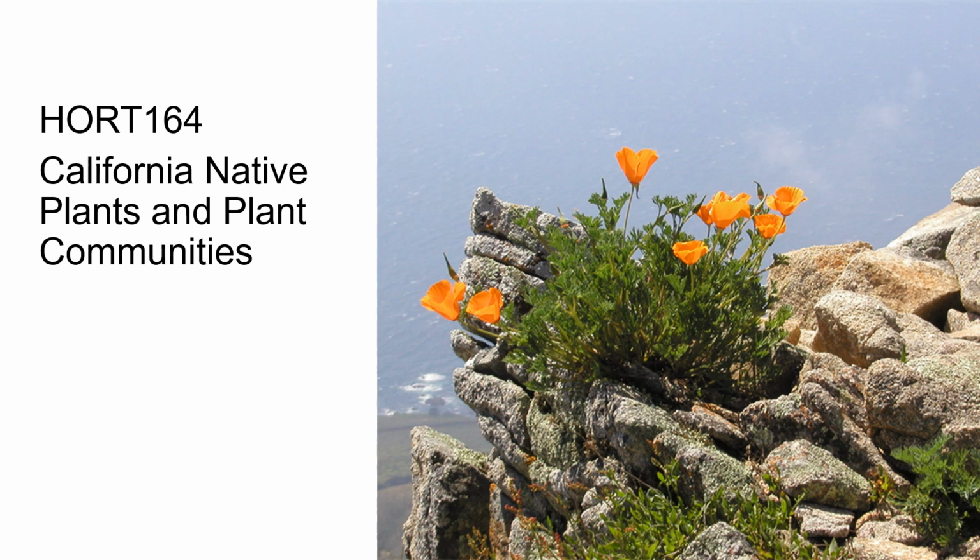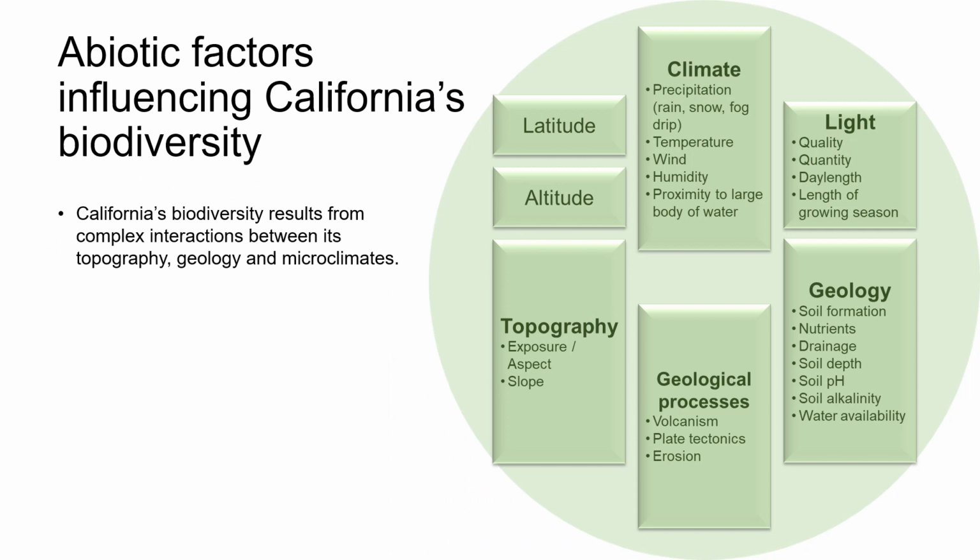The goal of this video lecture is to give you a small insight into some of the main environmental or abiotic factors which have influenced the range of biodiversity in California. We could easily spend the whole semester or more looking at these environmental factors, but for now, it's sufficient to understand that the state's biodiversity has been shaped by complex interactions between California's incredibly diverse topography, geology, and microclimates.